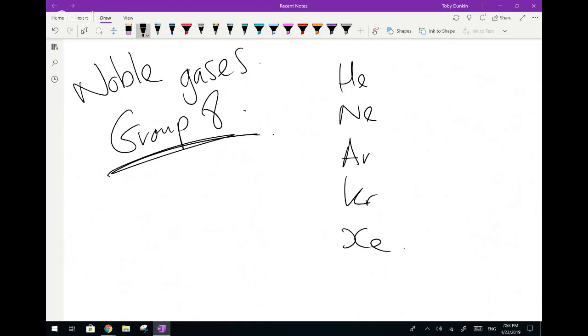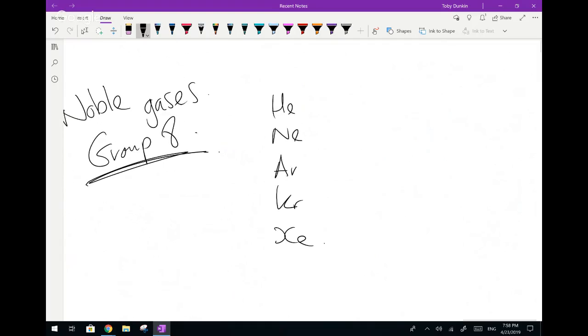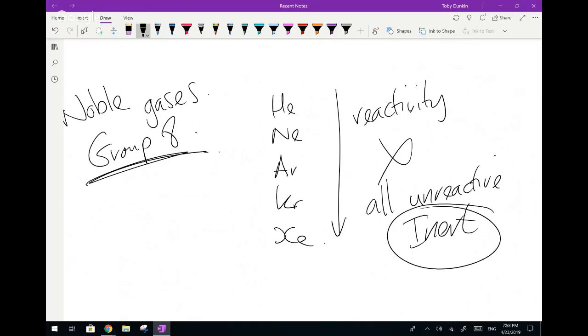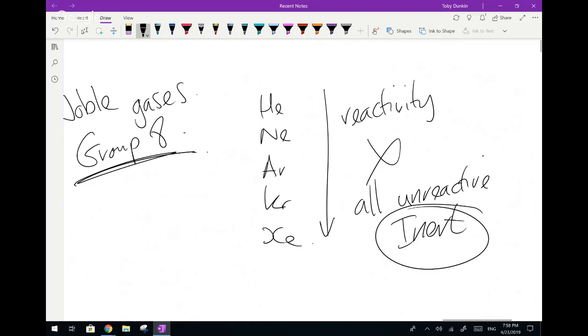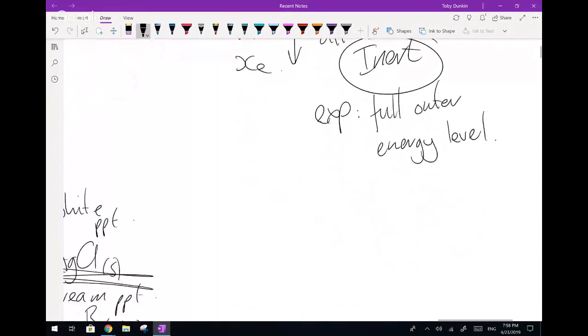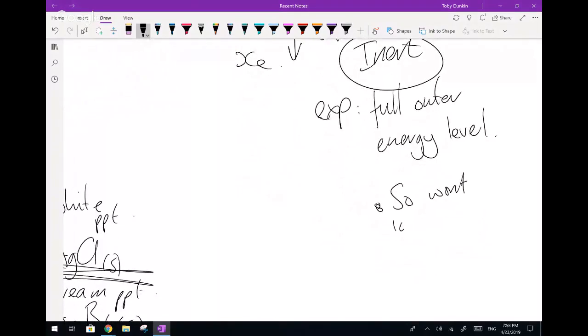And of course, the great thing with these is the trends are very straightforward. Number 1, reactivity. No, we don't need to talk about it because they are all unreactive. They have full outer energy levels, all unreactive, and I prefer the word inert. Yeah, they're all inert. I'm going to ask you to explain this. They have full outer energy levels, so they can't lose or gain. So they won't lose or gain electrons.